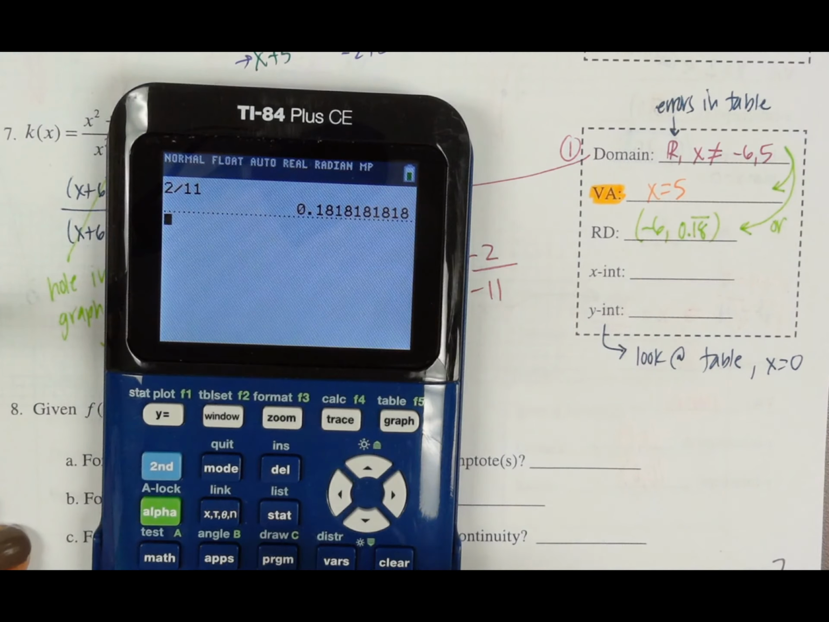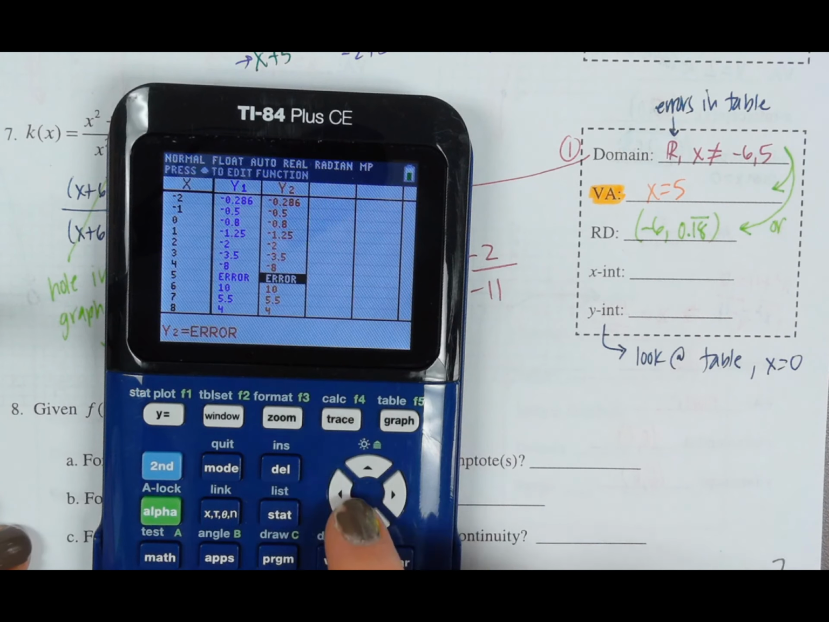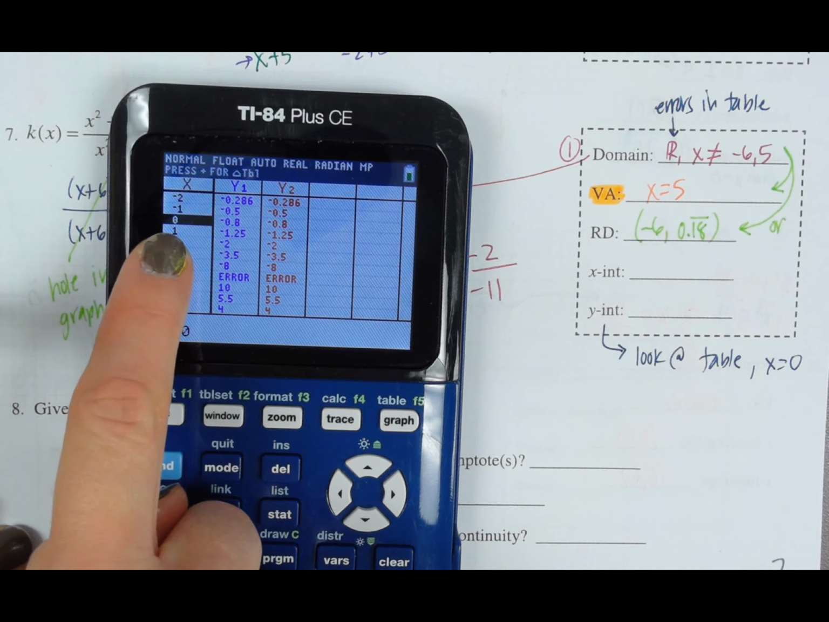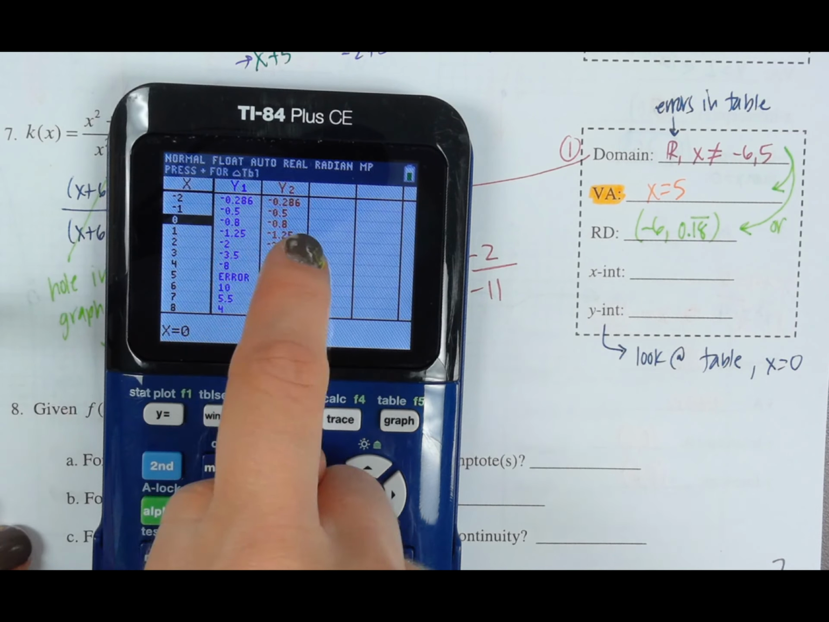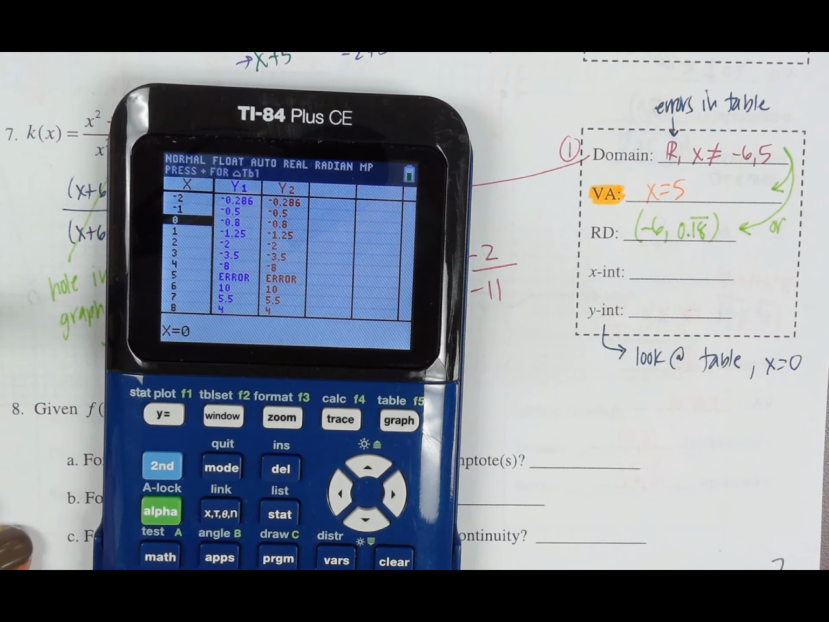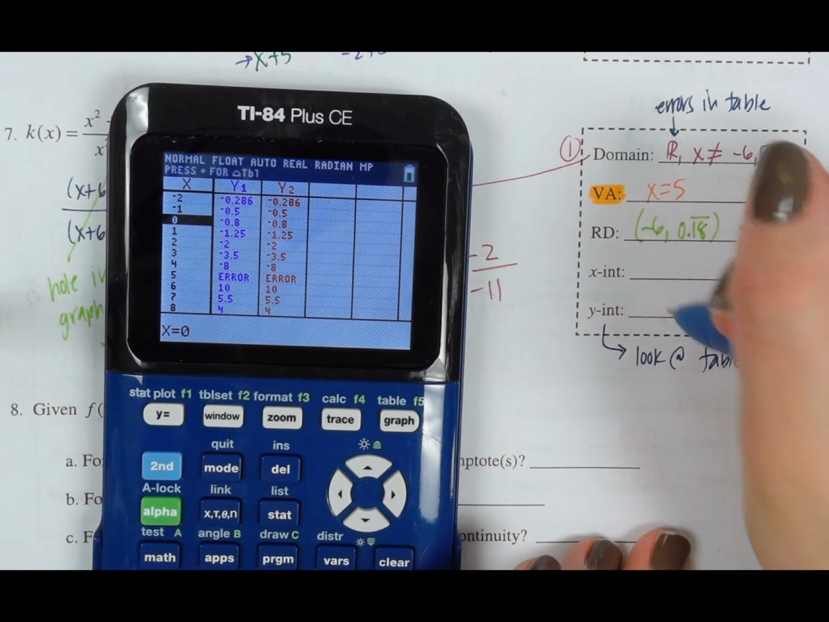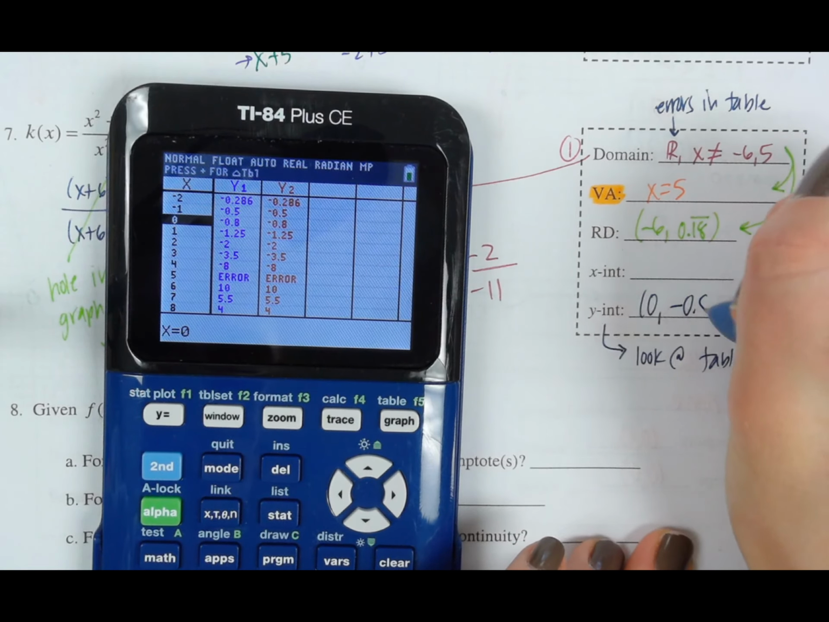So if I go back in here, go into the table, and even though I still have both of them typed in there, it doesn't matter. Here's where x is 0. If I look over, my y-intercept is -0.8. Easy. So 0, -0.8.